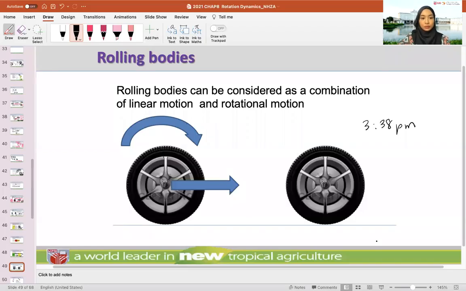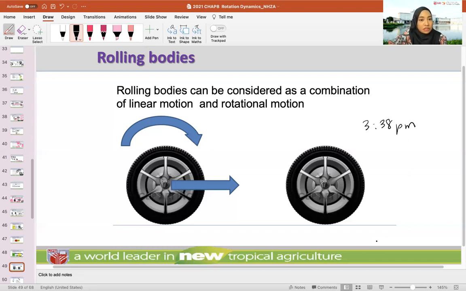Okay, let's continue with this part, rolling bodies. This is the final part of chapter 8. So rolling bodies is actually the combination of linear motion and also rotational motion. I've mentioned this to you before. When we have a tire, it's moving forward, at the same time it's also rotating. Therefore, it has translation, it's moving forward in the x-axis, and it's also rotating with some angular displacement. So this is actually called rolling bodies.